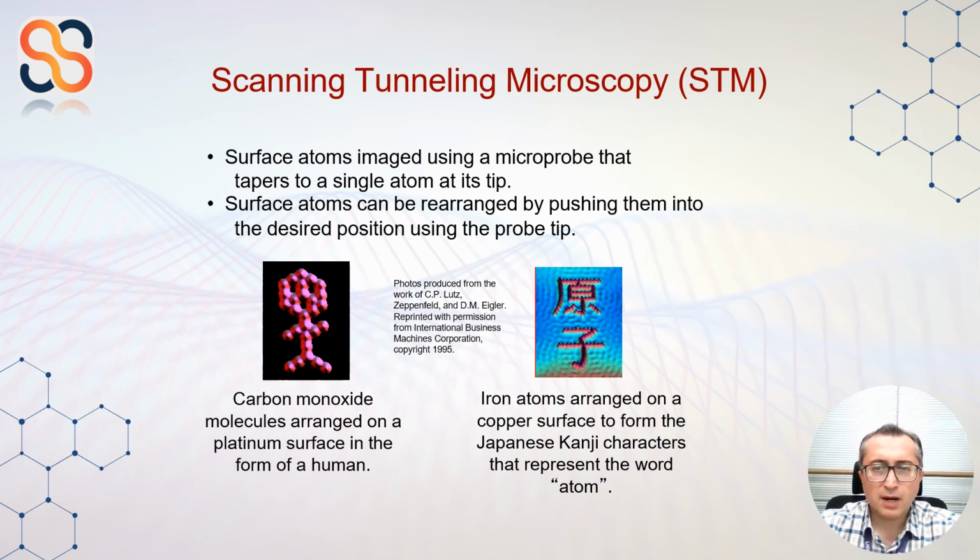One of the remarkable features of STM is the ability to rearrange surface atoms. By pushing the probe tip, we can move atoms into desired positions. This capability is particularly useful in nanotechnology and material science for fabricating nanoscale structures.